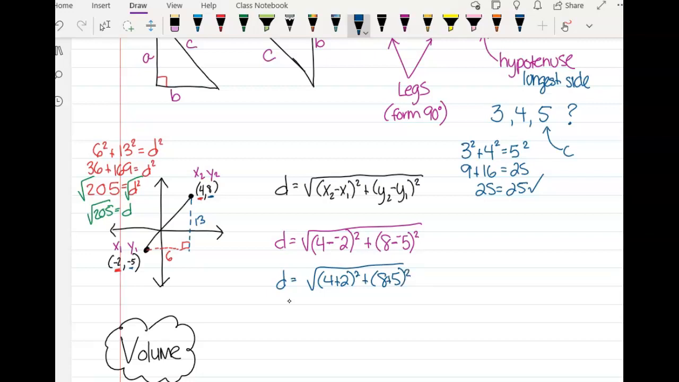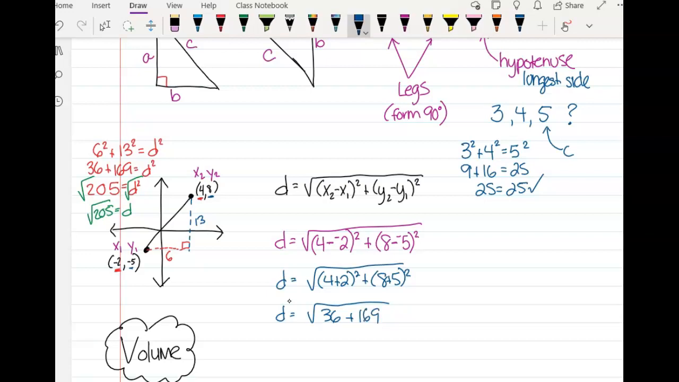And again, we're trying to find the distance between things. So if you think about it in terms of a number line, if we're in the negative realm and then to the positive, that makes sense. So if we just keep on going, we end up getting 4 plus 2 is 6, and 6 squared is 36. And 8 plus 5 is 13, and 13 squared is 169.